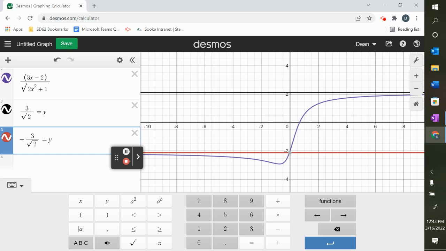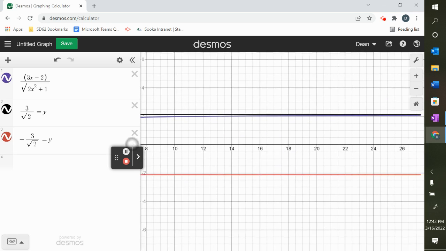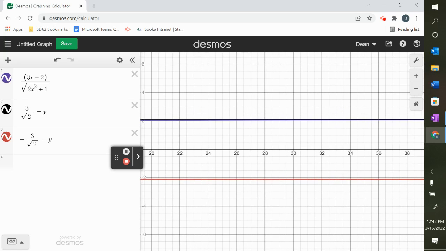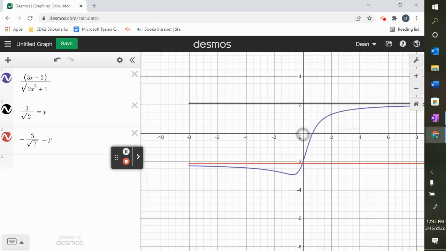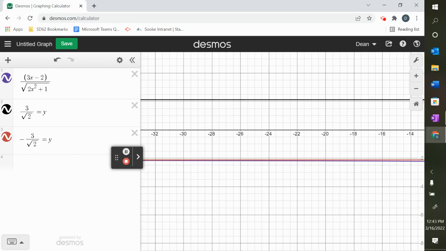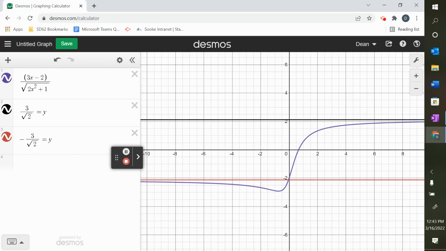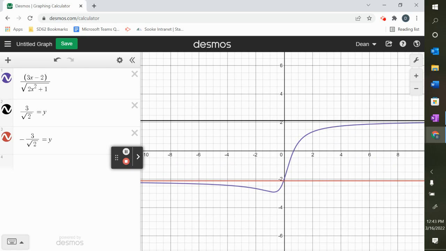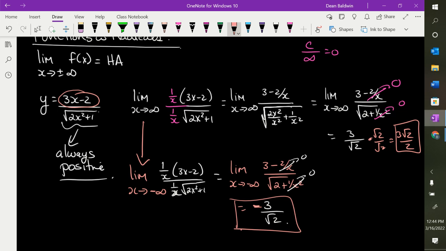You can see, as you go in the positive direction, the graph gets closer and closer to the line 3 over root 2. They start to overlap, it looks like, because the resolution isn't very great. But if you go in the negative direction... but what is the definition of a horizontal asymptote? It describes the behavior as you go to positive or negative infinity, which is way out there.